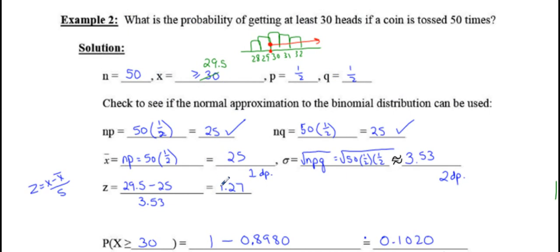And again, a little editing break. Your z-score is rounded, so that should be approximately equal to. And your probability is rounded as well, so those should be approximately equal to.